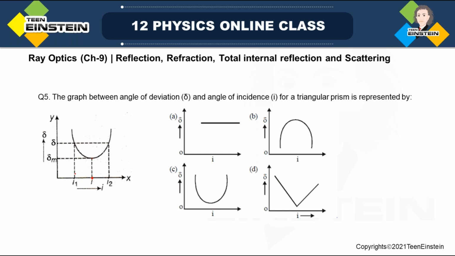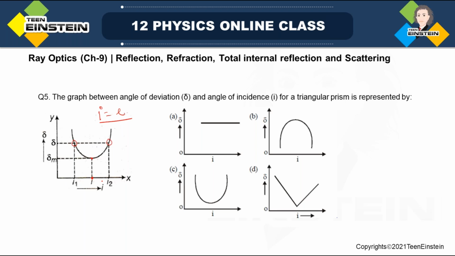Look here, there are two I's, I1 and I2. This represents that at any angle of deviation there are two angles of incidence, I1 and I2, which are different. But I1 and I2 merge here. That means at minimum angle of deviation, the angle of incidence and angle of emergence will be the same.